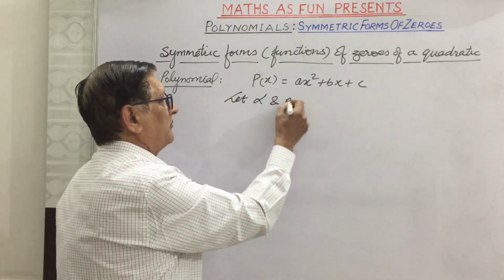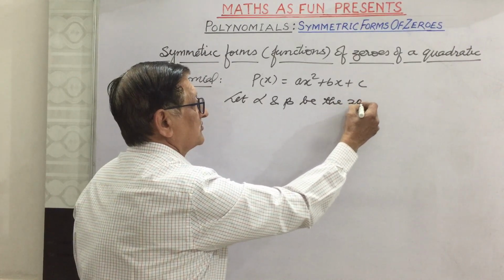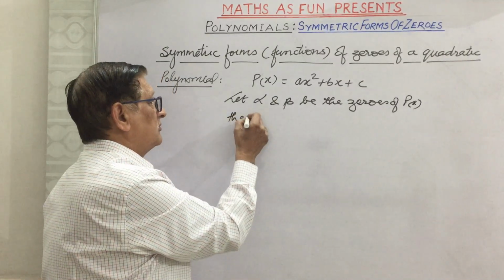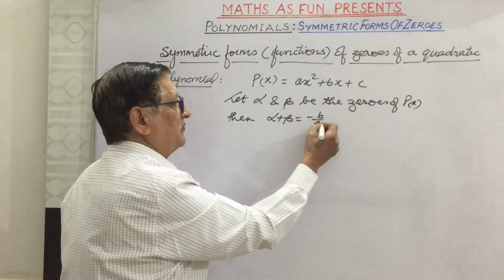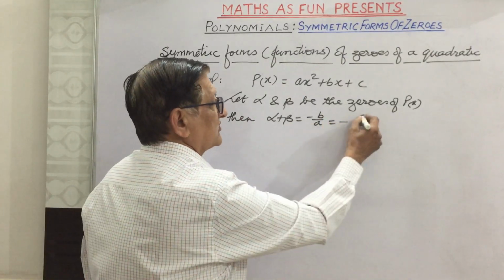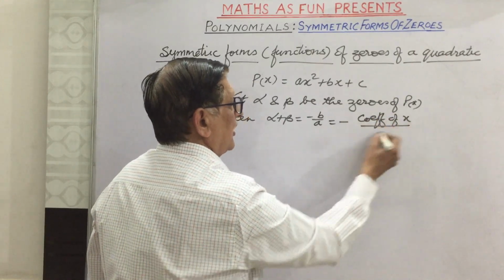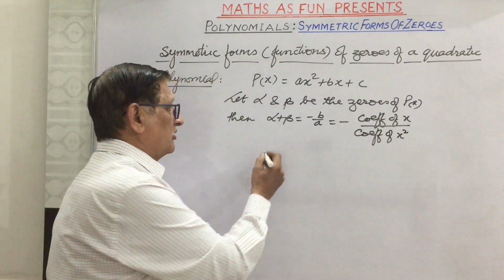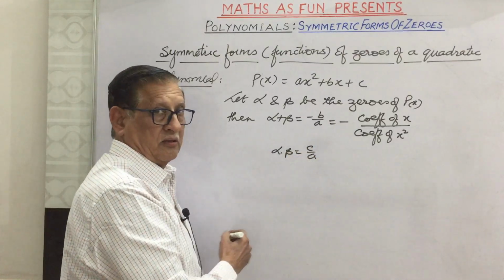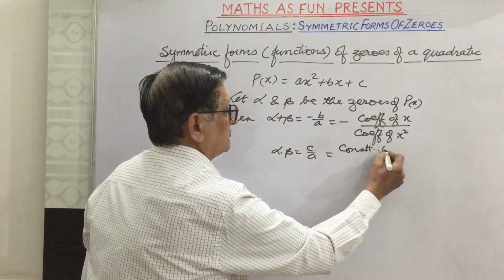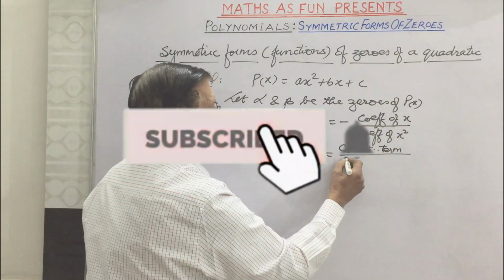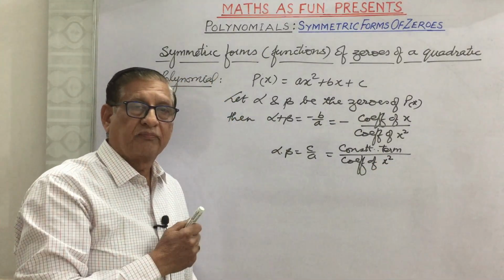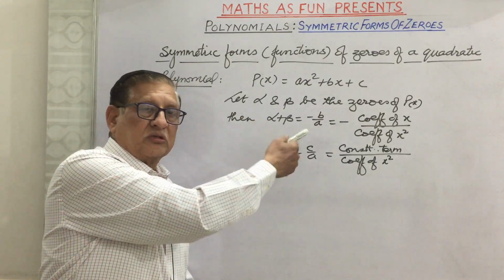Let alpha and beta be the zeros of p(x). Then we have already learnt that alpha plus beta is minus b upon a, that is minus coefficient of x upon the coefficient of x square. We have also learnt that alpha into beta is c upon a, that is the constant term upon the coefficient of x square. We have already learnt in the previous video about this relation between the zeros and the coefficients.